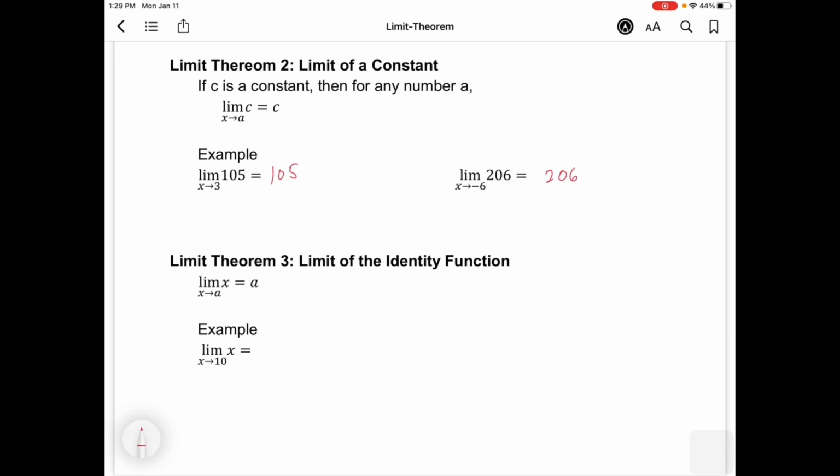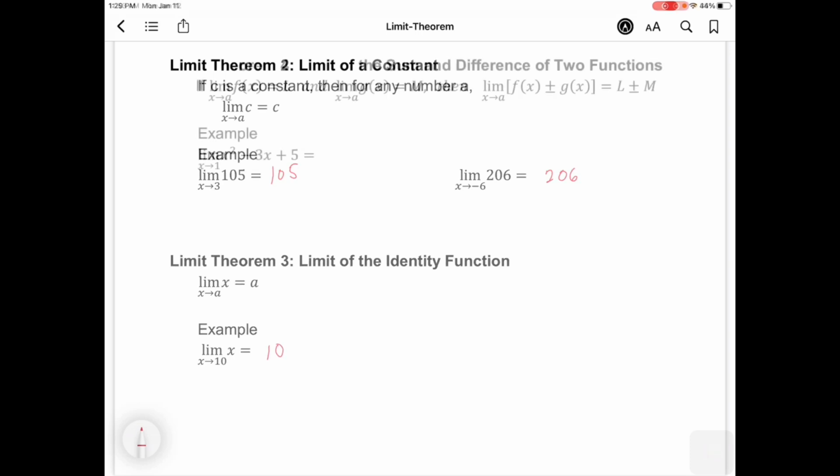Next, the limit theorem number 3. The limit theorem number 3, ang sabi dito is the limit of the identity function. So kapag namang identity function, the limit of x as x approaches a is equal to a. Example, we have here the limit of x as x approaches 10. The answer na magkakaroon tayo dito is 10.